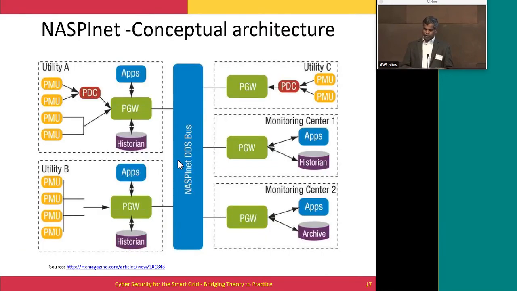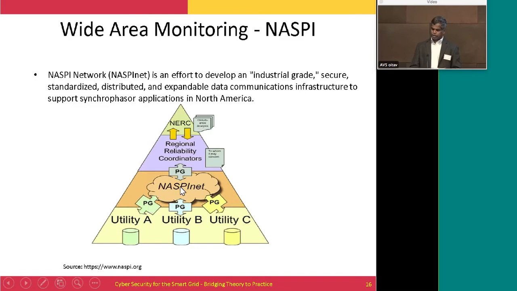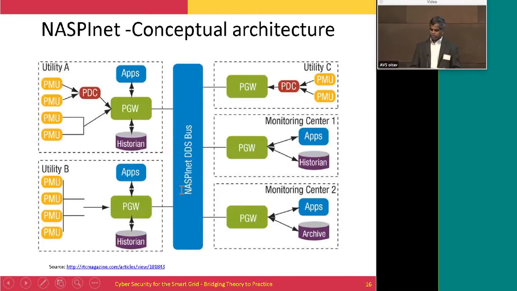So going further, in a little more detail, the NASPInet architecture is, as I said, made of two things. One is the phasor gateway and another is the NASPInet itself. The NASPInet is a data bus. It's an abstraction. It's not like one bus is connected to all the gateways. It's an abstraction wherein the gateways are connected. Each utility has a gateway through which external communication happens. There is a utility A, there is a utility B, each one has its own gateway. Similarly on the right side.